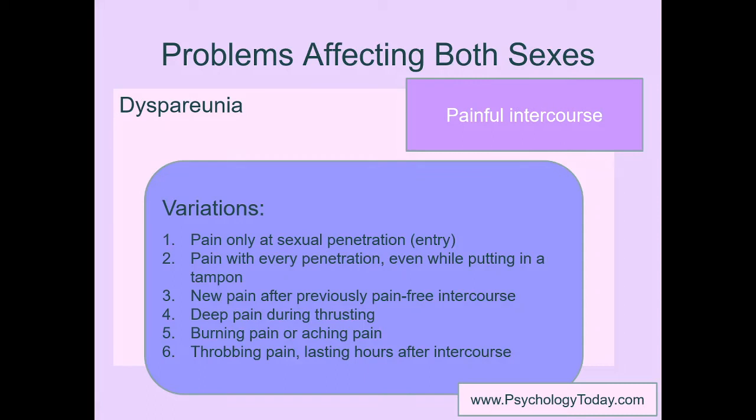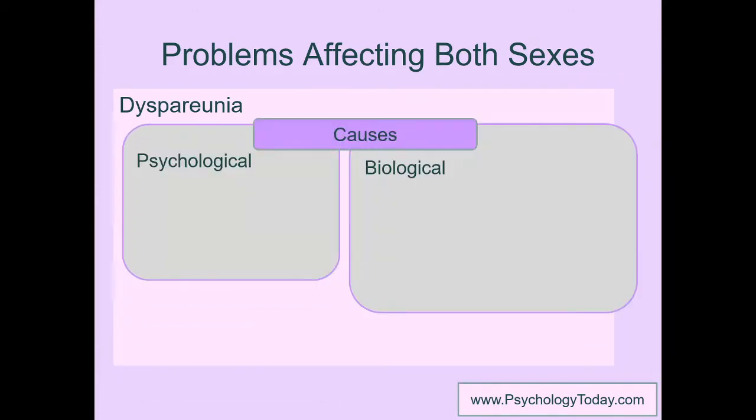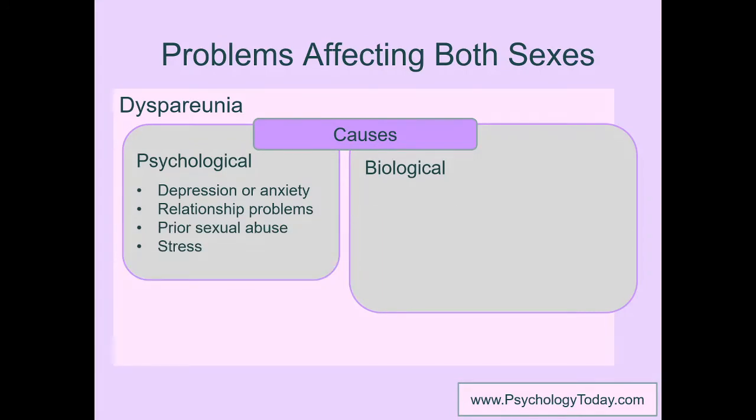Pain at entry oftentimes will be attributable to skin-related things, right? So maybe there's chafing or sensitivity to the lubrication or the spermicide that's being used. I mean, there's a lot of different things that could be going on here. So let's talk about those. All right, so psychologically, these same things that could cause vaginismus or could inhibit orgasm in either sex can actually cause some pain during sex also.